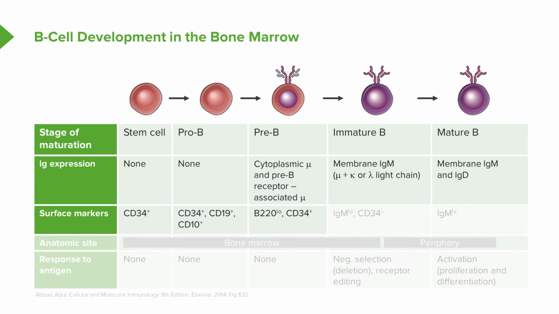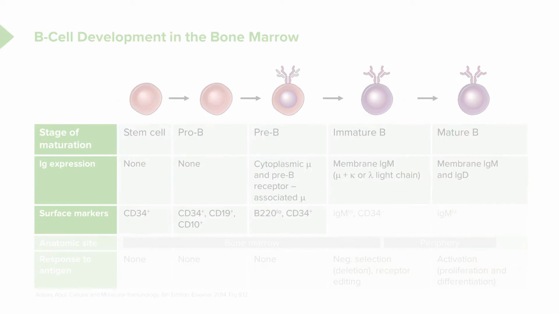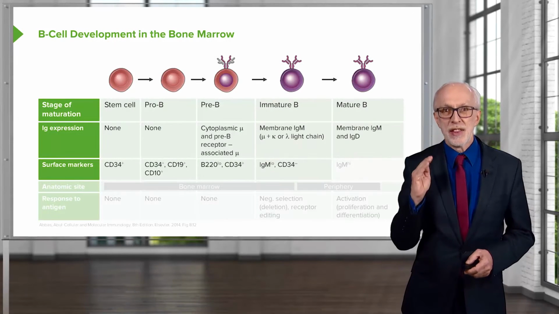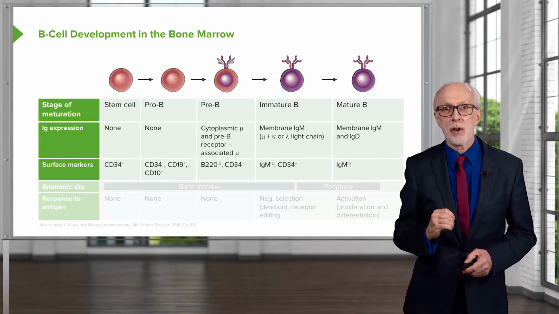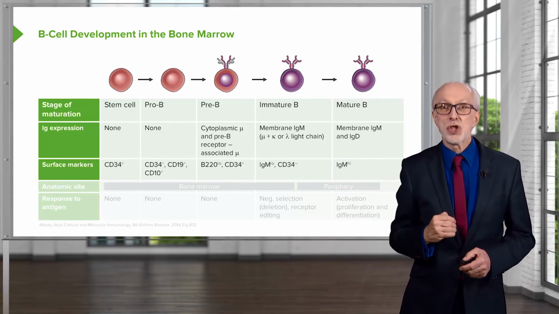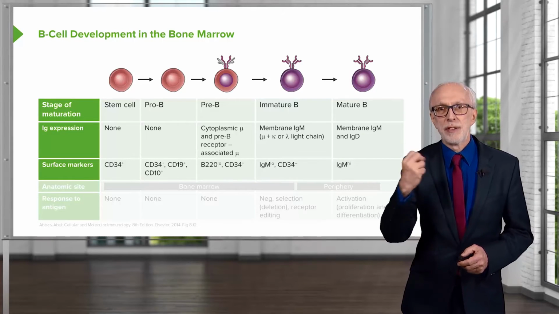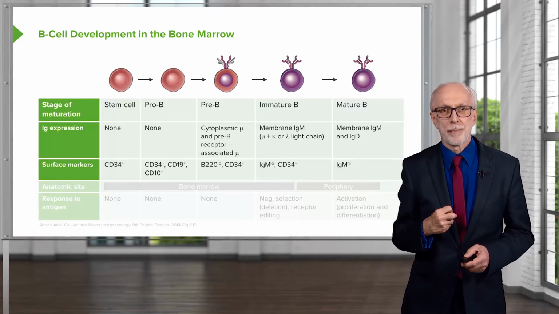So if a cell has a molecule on its surface, we describe it as a CD whatever positive cell. If it doesn't have expression, we describe it as a CD whatever negative cell. So, in other words, the stem cells, the pro-B cells, and the pre-B cells are CD34 positive, whereas the immature B cell is CD34 negative. At that stage of the immature B cell, there is a low-level expression of IgM antibodies on the surface of the B cell. And then as the B cell further matures to become a fully mature B cell, the level of expression of IgM increases.